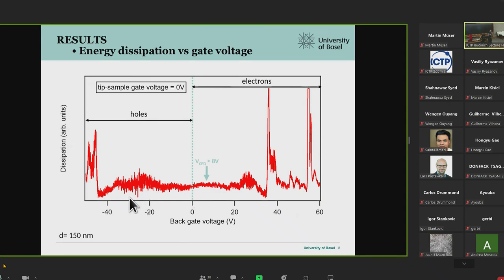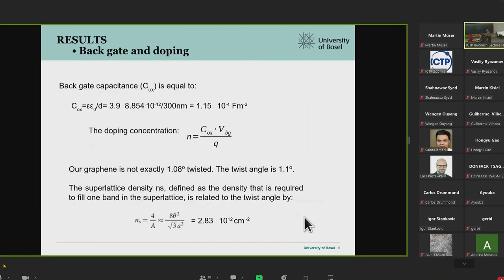So now our task is to convert this backgate voltage into doping concentration. This is extremely easy if you know the backgate sheet capacitance. You know it because you know the dielectric constant of silicon dioxide and the oxide thickness, so you can easily calculate the backgate capacitance. Then, by this simple linear transformation, you convert your backgate voltage into doping concentration. Q is the elementary charge.